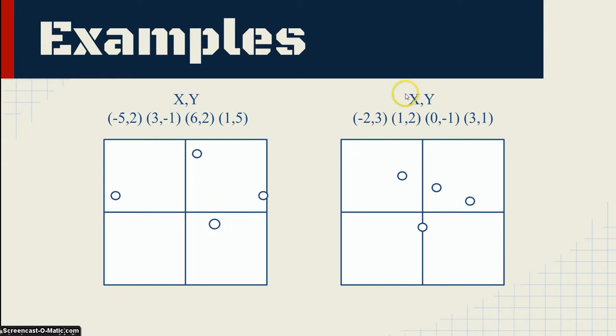Now for this one, x and y, x being these, y being the others, -2 over 3. 2 over, 3 across, quadrant 2. 1 over 2 is this one. 0 over -1 is this one. And 3 over 1 is this.